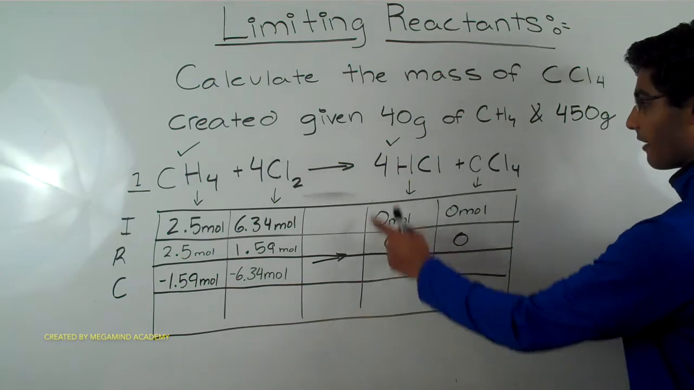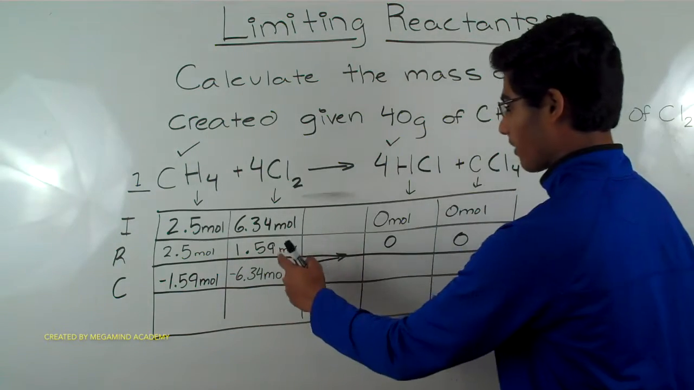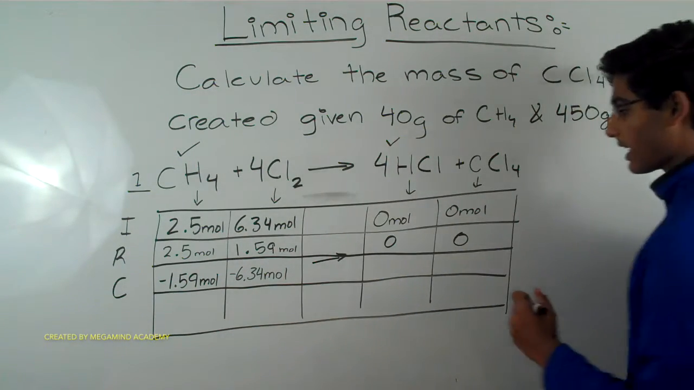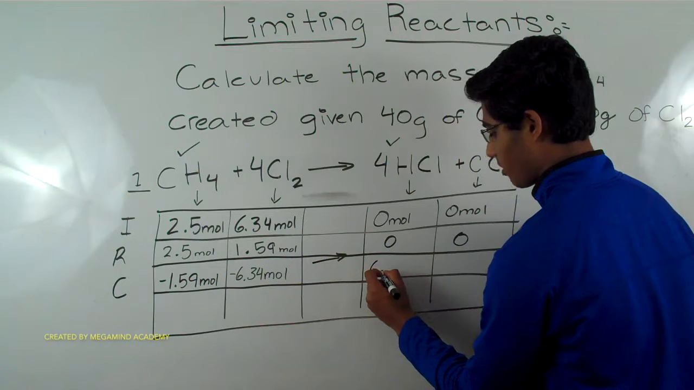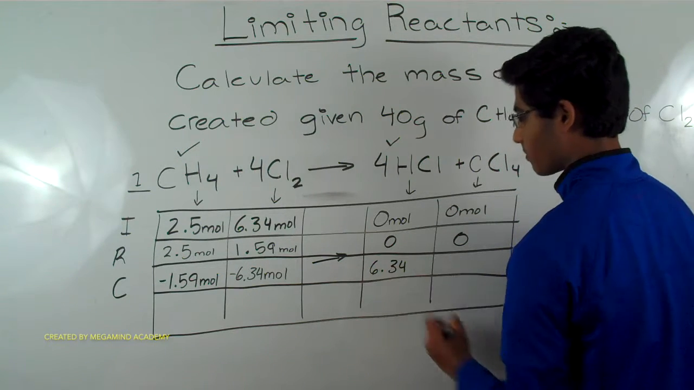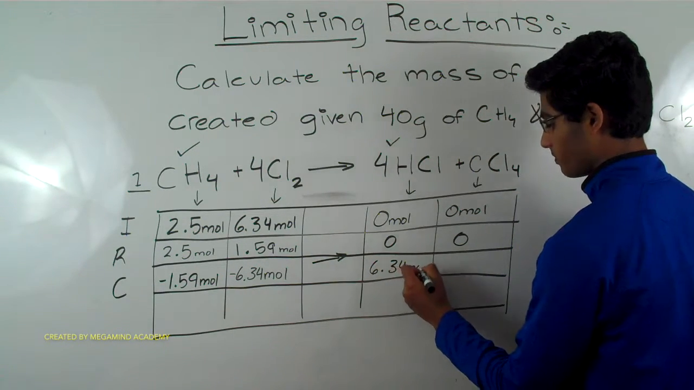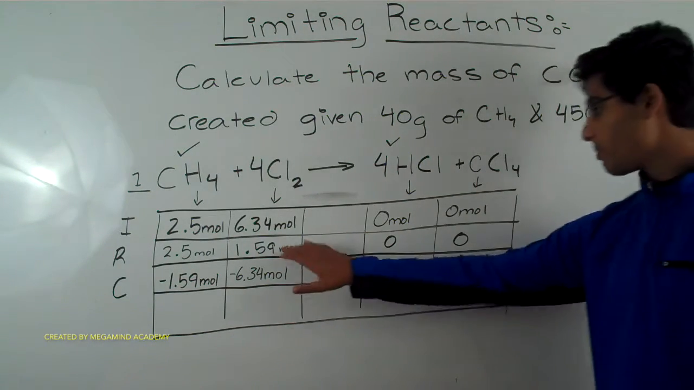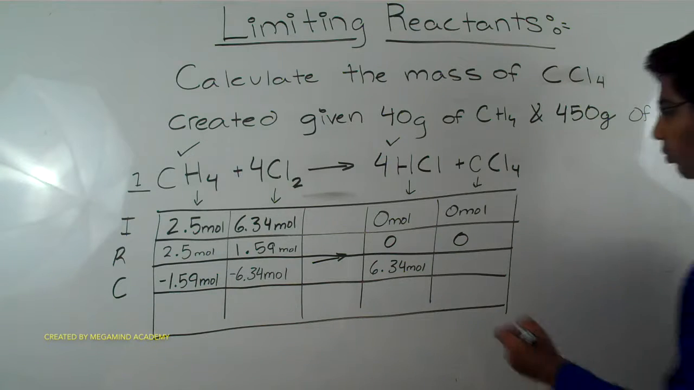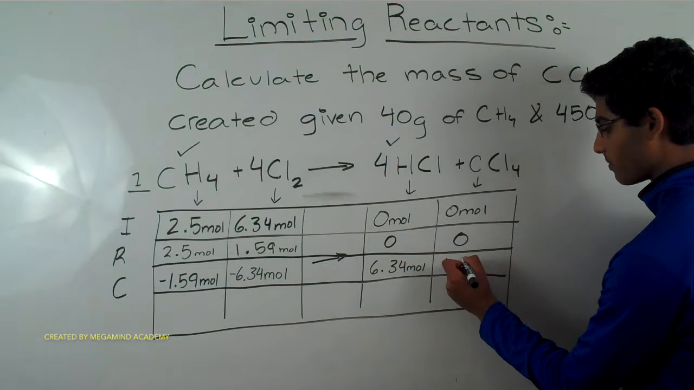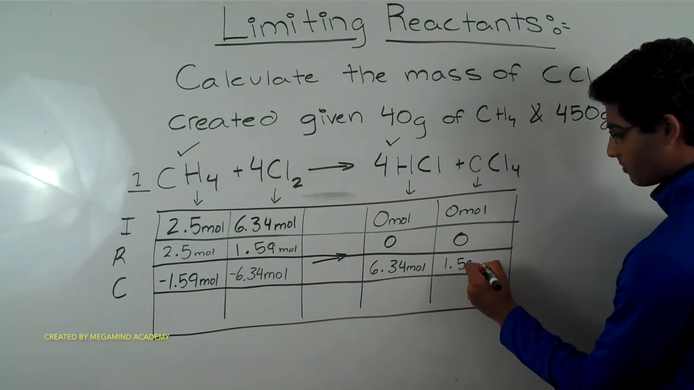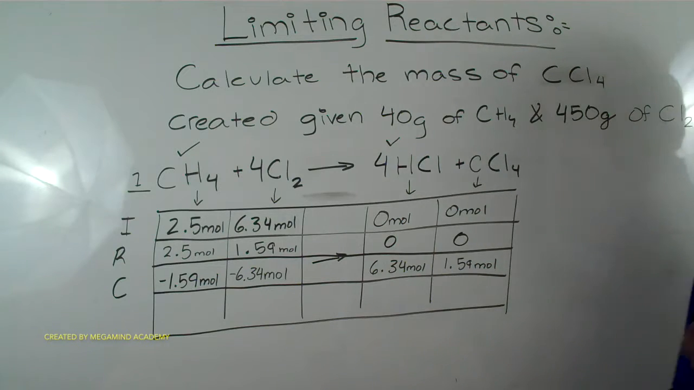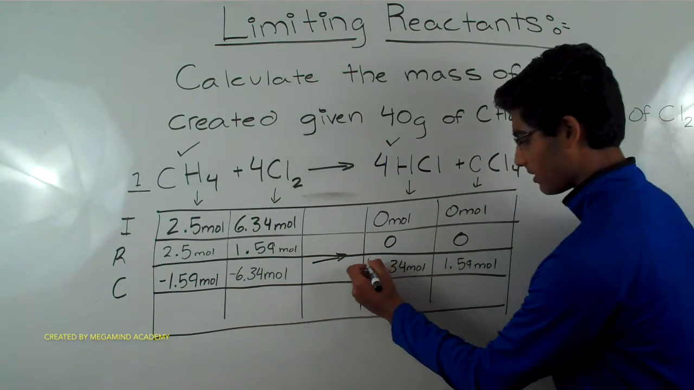So over here we have 4. We multiply 1.59 with 4 to get 6.34 moles. And then here we have this multiplied by 1 to get 1.59 moles. And these are plus.